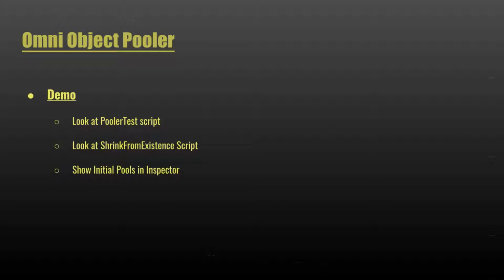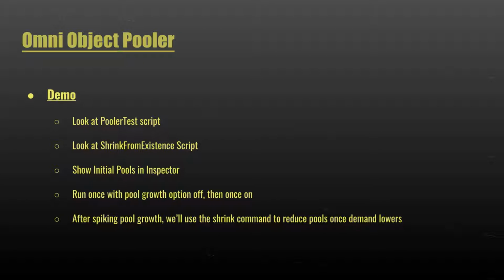We're going to look at the initial pools in the inspector. Like I said, I can set up pools at runtime, or I could set up initial pools as necessary. We're also going to run one time with the pool growth option off, and then we're going to turn it on, and I'm going to show essentially a demo in spiking the pool growth, spiking demand, and then shrinking it back down to reduce the pool once that demand lowers.